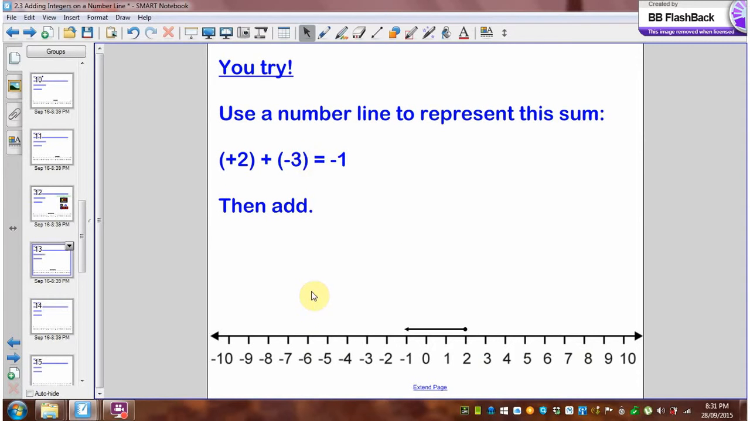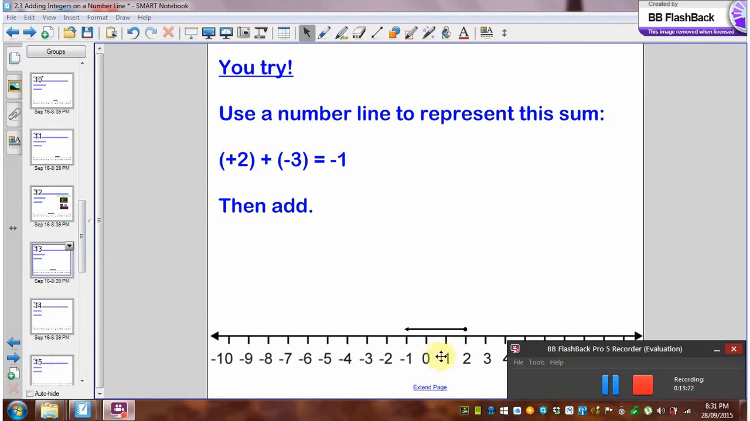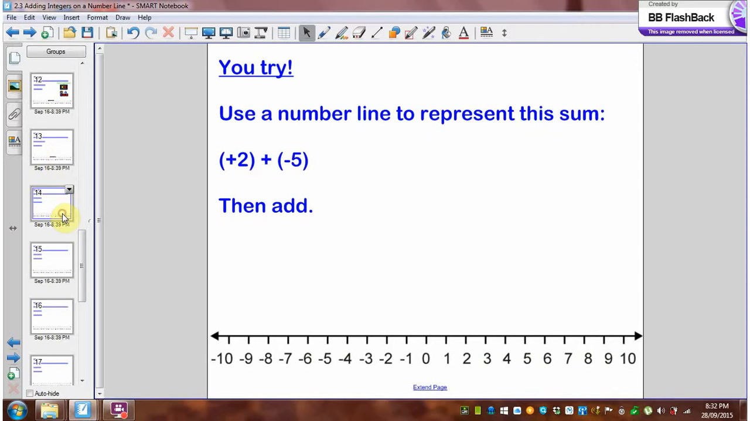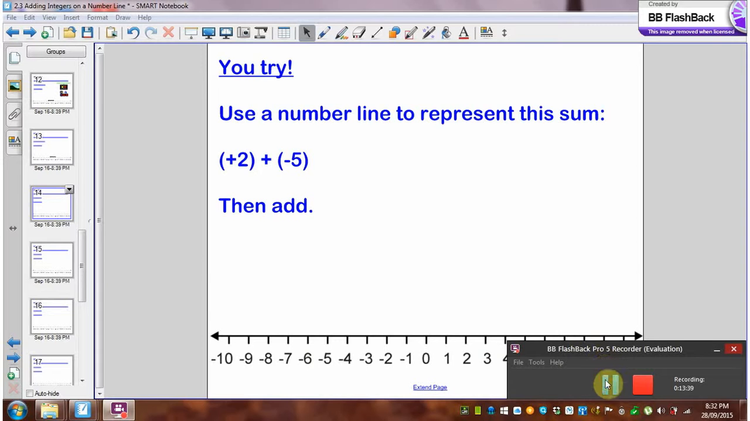Okay, check that over. If you didn't get the right answer, please pause and let a buddy know. See if you can get some help from them, or let me know. Okay, so you try this one as well. You just did a you try. Now you give this one a try. Positive 2 plus negative 5. Pause the video, give it a try. When you're ready, come back and we'll check your answer.